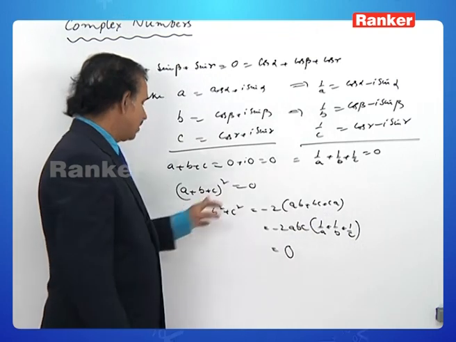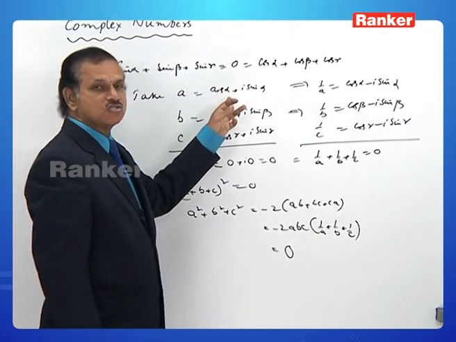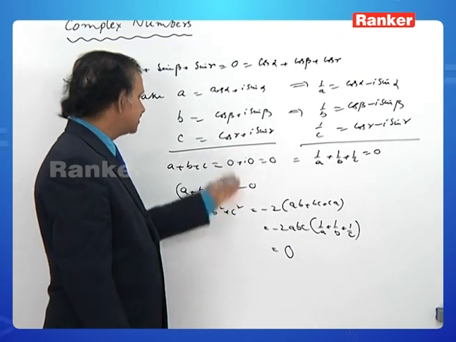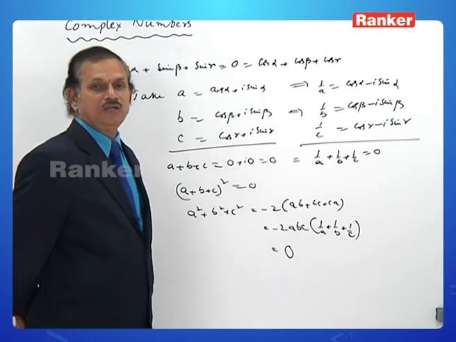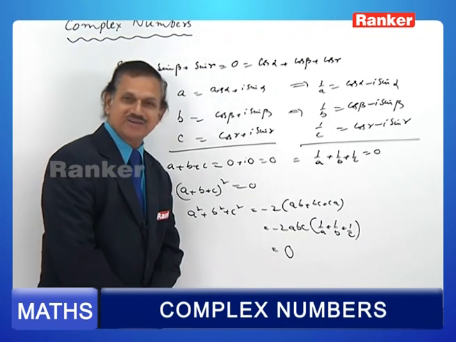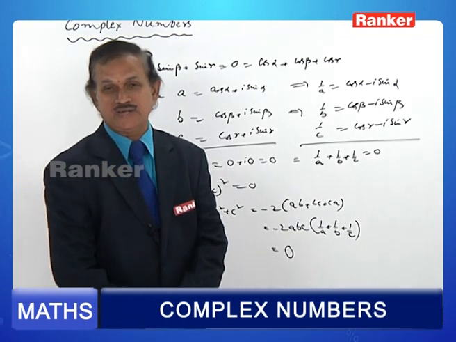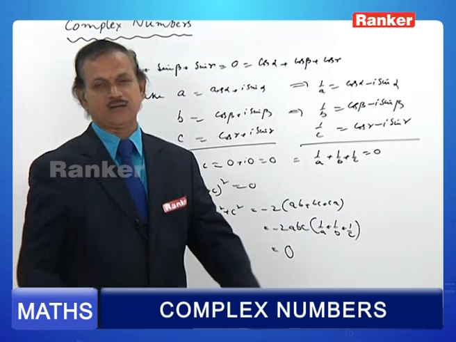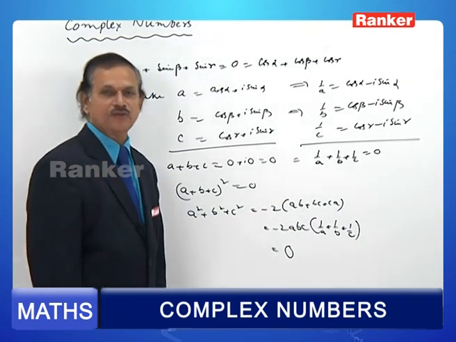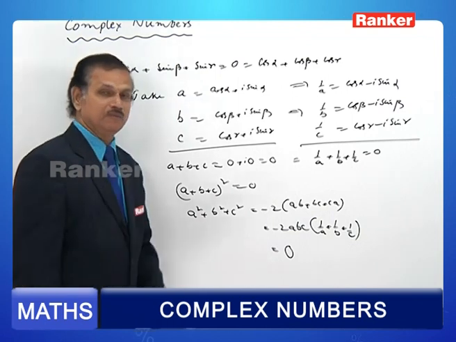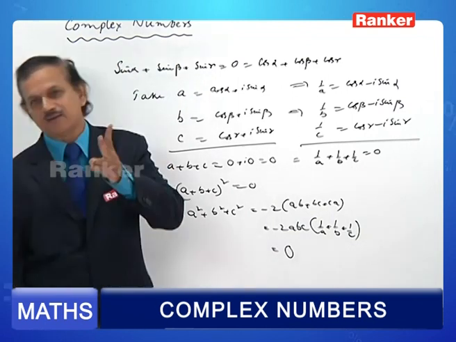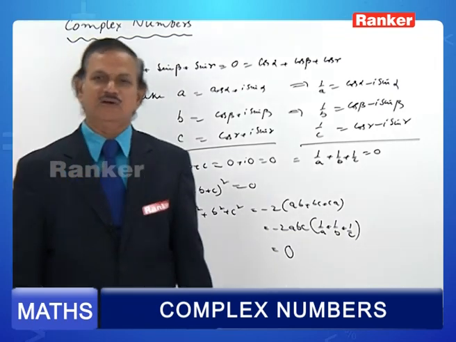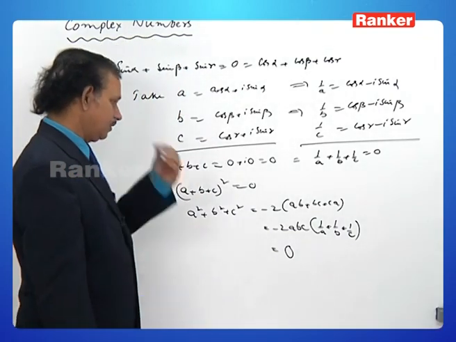Now you observe, what is A square? Cis 2 alpha. What is B square? Cis 2 beta. What is C square? Cis 2 gamma. So if you add all those things, what are you going to have? Cos 2 alpha plus cos 2 beta plus cos 2 gamma plus i into sin 2 alpha plus sin 2 beta plus sin 2 gamma is equal to 0. Therefore, you will be able to have two results at a time. What are the results? Sigma cos 2 alpha is 0 and sigma sin 2 alpha is equal to 0.